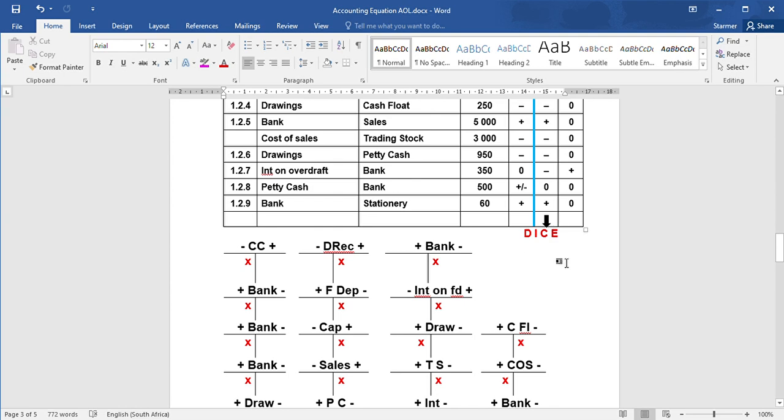Now underneath here, I just wrote the word DRAWS for you. O only changes with DRAWS. In other words, only change O if you have D, which stands for drawings, R stands for income, C stands for capital, and E stands for expenses. So it's only those items that get recorded under owner's equity.